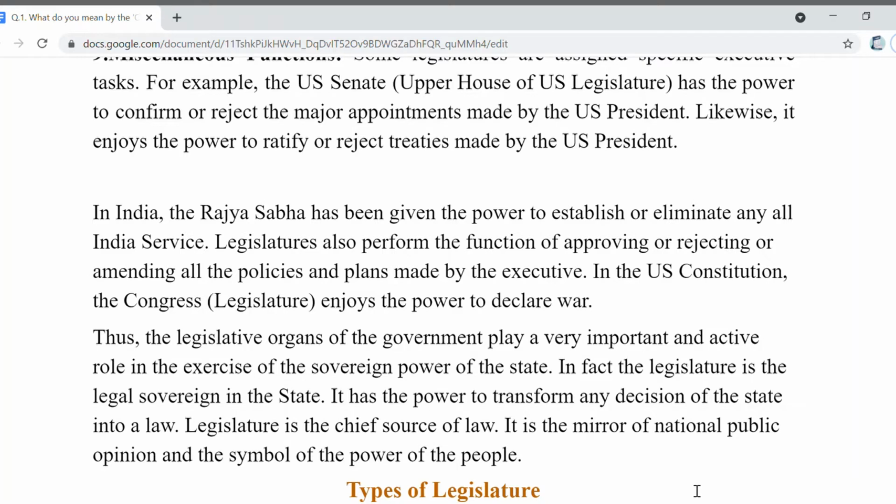Thus, the legislative organ of the government plays a very important and active role in the exercise of the sovereign power of the state. In fact, the legislature is a legal sovereign in the state. It has the power to transform any decision of the state into a law. तो legislature के पास इतना power होता है कि वो कोई भी decision को state का into law convert कर सकता है. As I told कि amendments का भी right legislature के अंडर ही आता है. Legislature is the chief source of law. It is the mirror of national public opinion and the symbol of the power of the people.